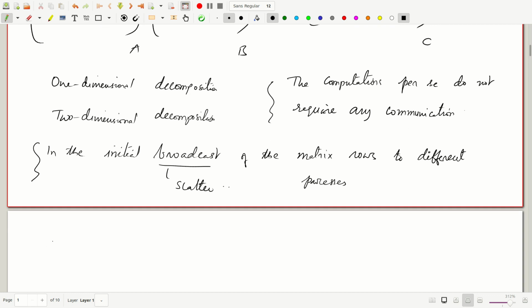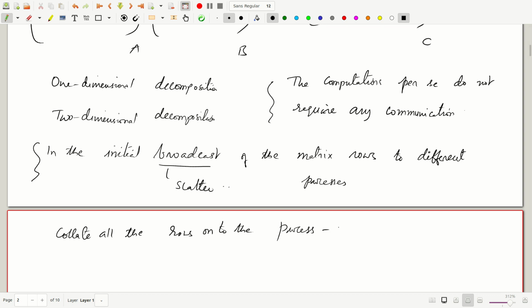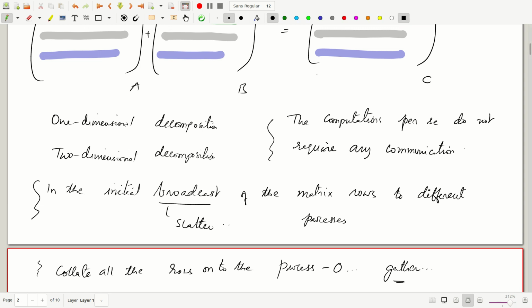And then once the summation is done, you probably have to collate all the rows onto process 0, right, which would basically call for an operation similar to gather. Okay, so that is all the communication that is required, but the computations per se do not require any communication. So this is one of the simplest things that we can do, which is matrix addition.